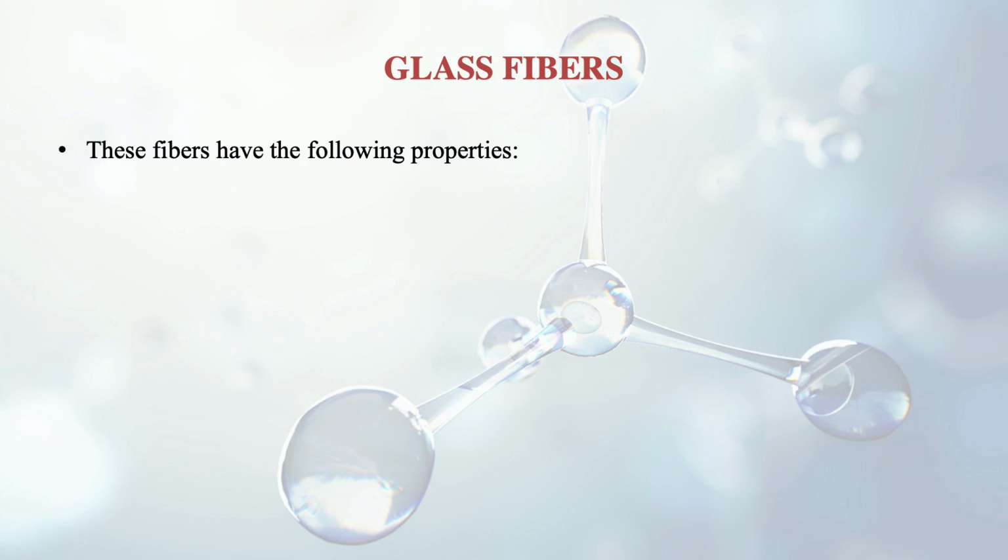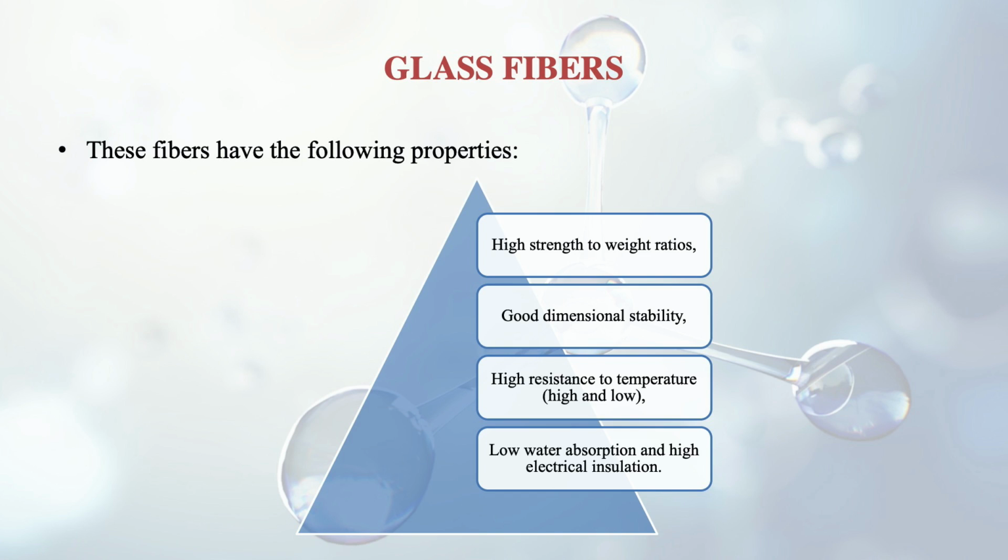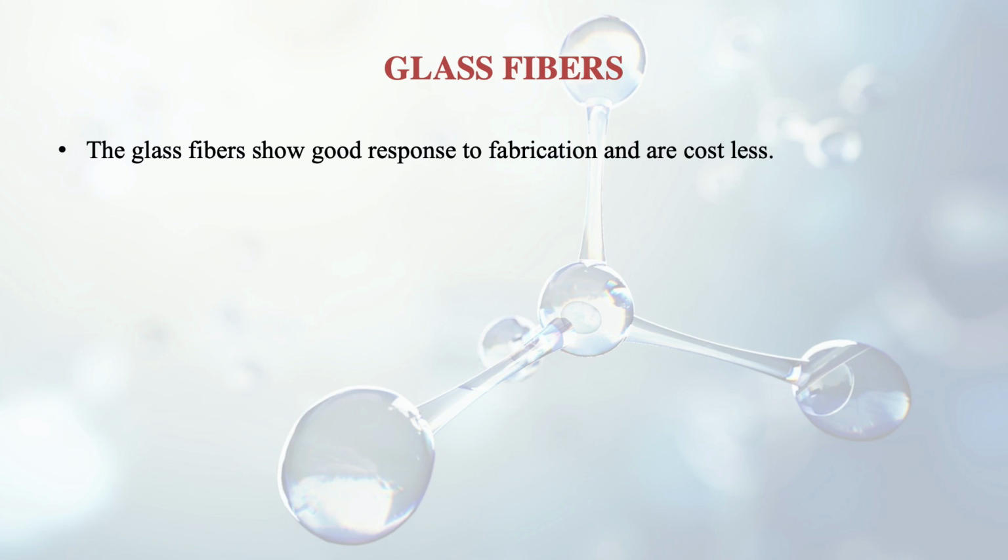Glass fibers now, first of all we discuss this. These fibers have certain properties. They have high strength to weight ratios and good dimensional stability. They are very good in temperature resistance, they have low water absorption, and they have good electrical insulation properties. So accordingly they can be used in various places according to these properties. Glass fibers show good response to fabrication. They can be easily fabricated, and they are also cheap and less costly.